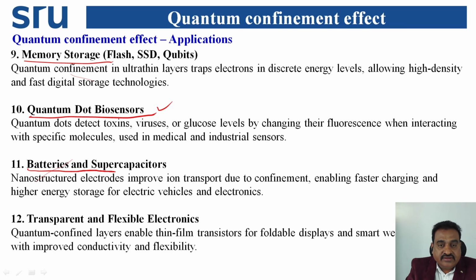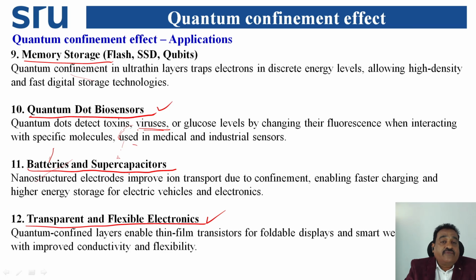Bacteria, and batteries and supercapacitors. You see here, we discussed virus, bacteria, everything in quantum dot biosensors. But here, the 11th one is batteries and supercapacitors. Nanostructured electrodes improve ion transport due to the confinement effect, enabling faster charging and higher energy storage for electric vehicles and electronics.